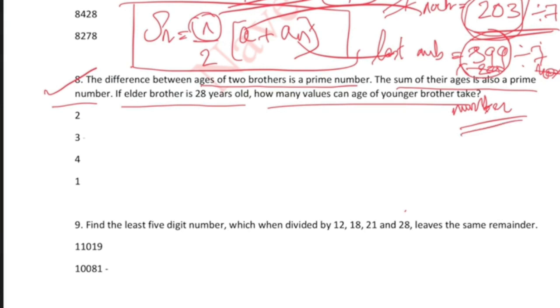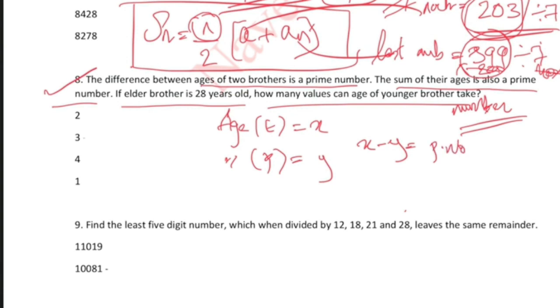Students, it is clearly given in the question. The difference between ages of two brothers is a prime number. Let the age of the elder brother be x, and the age of the younger brother be y. So it is given that x minus y is a prime number. The sum of their ages, that is x plus y, is also a prime number, right? If the elder brother is 28 years old, how many values can the age of the younger brother take?